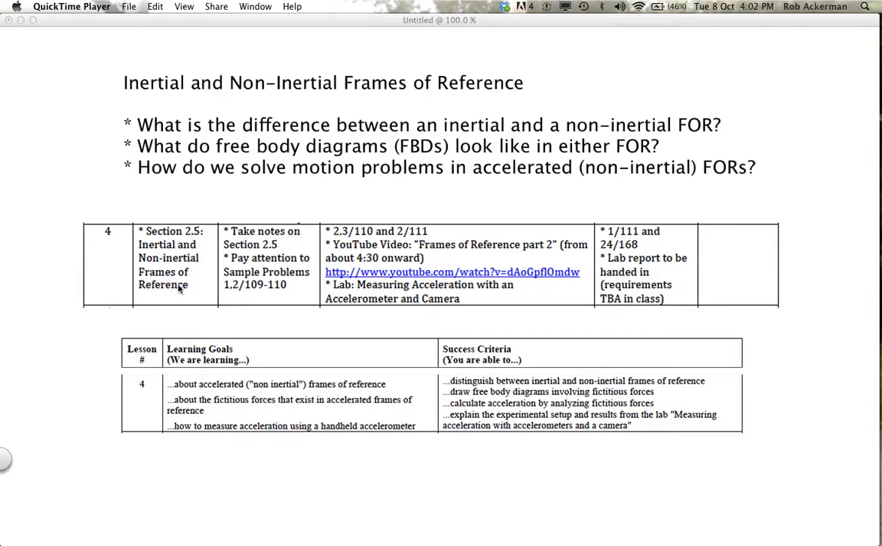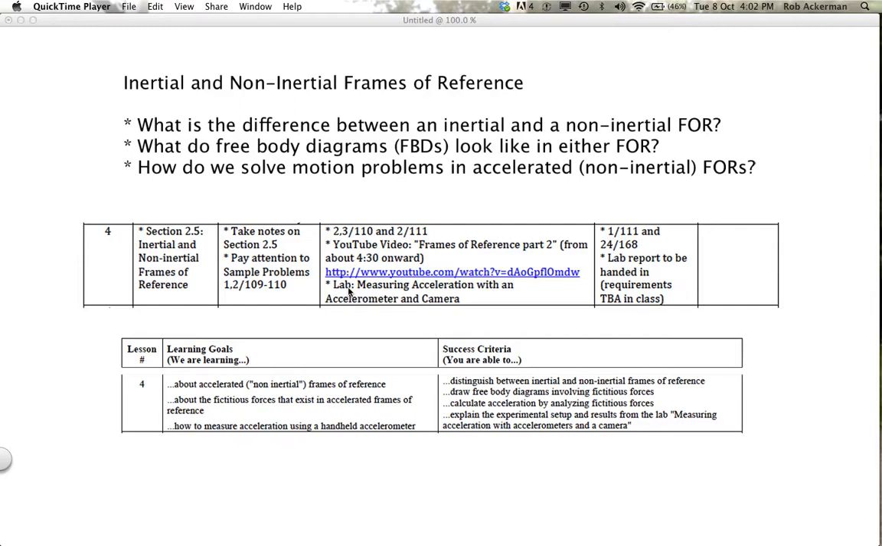This term, frames of reference, might ring a bell. We did talk about this in one of the last lessons of the last chapter, and I will point out some of the similarities. But as usual, make sure you read along in the book and take some notes if you can. Pay attention to a couple of sample problems, one of which I'm going to show you today. Also some homework questions to try in class, and also some for after class. There is a lab in this section, and I'll be discussing that with you in class.